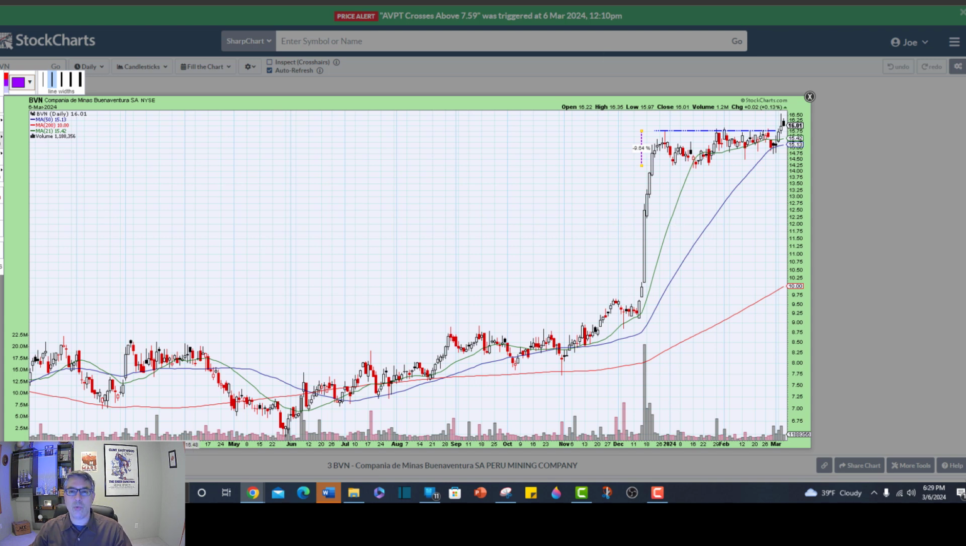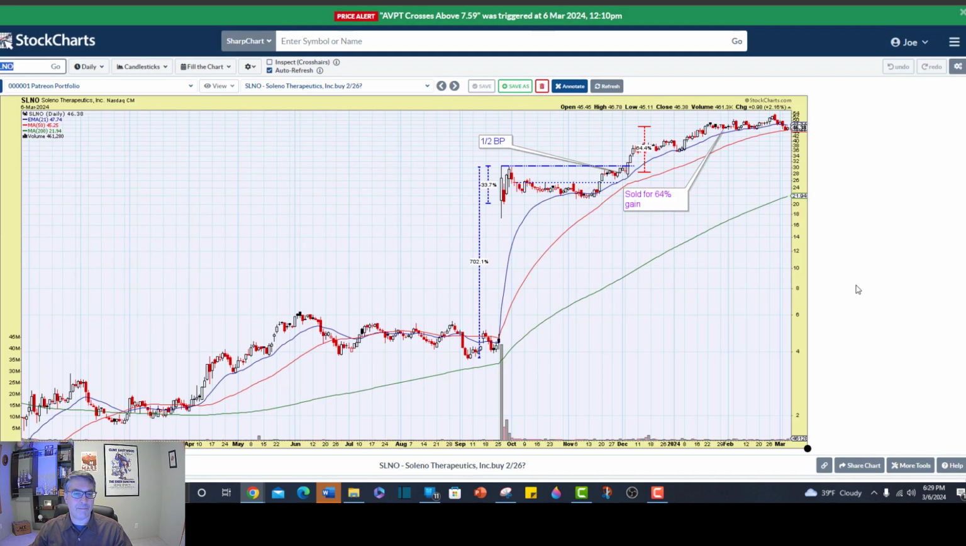Let me show you one that I played very successfully on my Patreon. This is SLNO, a biotech. Relatively dead price action, granted, it was trending up a little bit. Dead price action, 700% move up, 33% move down, a little more than we wanted, but then it tightened up, broke out, came into supply, made a great little handle here.